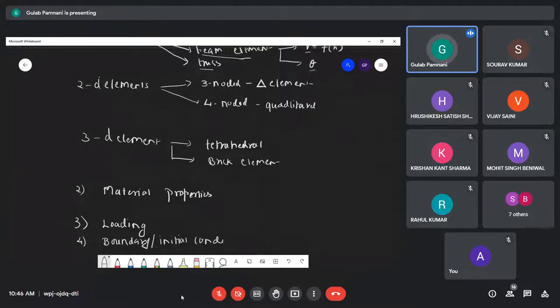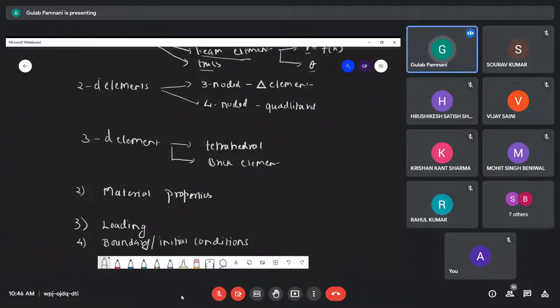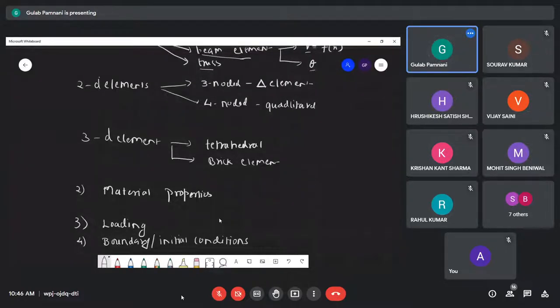And all this, whatever we have discussed right now, comes under the aspects of pre-processing in a software.